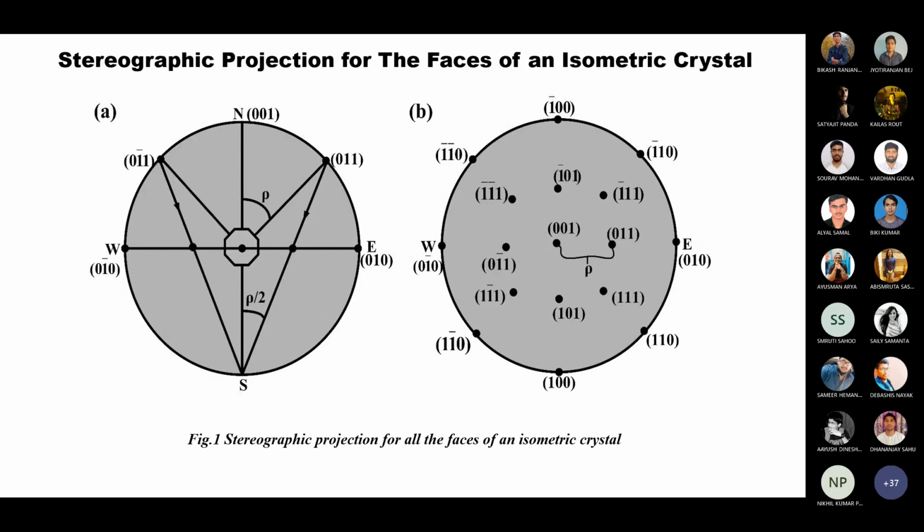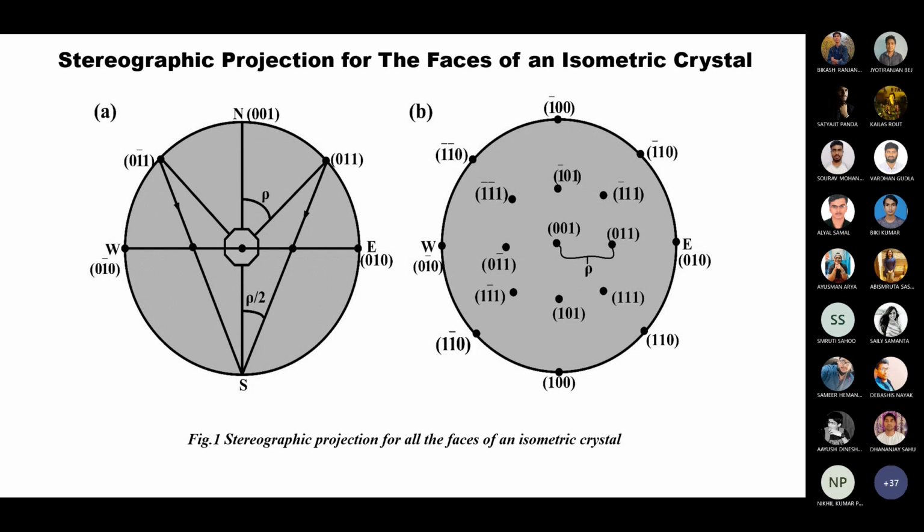Now, here is an example: the stereographic projection of particular faces of a particular isometric crystal, where you can slowly understand these things. If you go to certain books, you can also refer to our book, in the first chapter. But I am telling a simple way. If you look at the center, you can see the z axis, meaning 0, 0, 1, and then on the right hand, the east one is 0, 1, 0. It is the y axis direction.